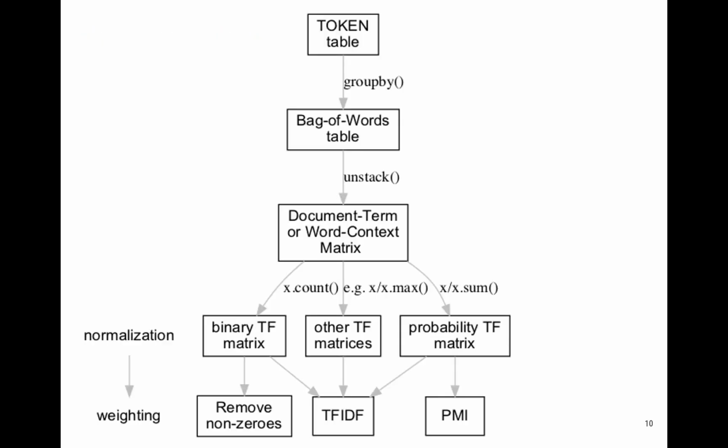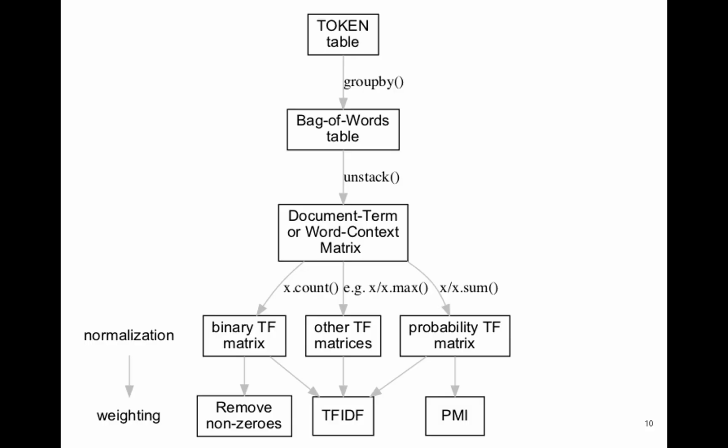And I just want to quickly remind you of where we are in our workflow to where we can get to these three kinds of matrices. We begin with a token table, which we did last time, and we apply a group by operation to produce a bag of words. And then with the bag of words, we can unstack it into a document term matrix, which is also a word context matrix, depending on how you look at it. And then with that matrix, we can normalize it in various ways, which we did for term frequency versus document frequency. We saw that there are different ways of normalizing or standardizing each of the term vectors that we're looking at.